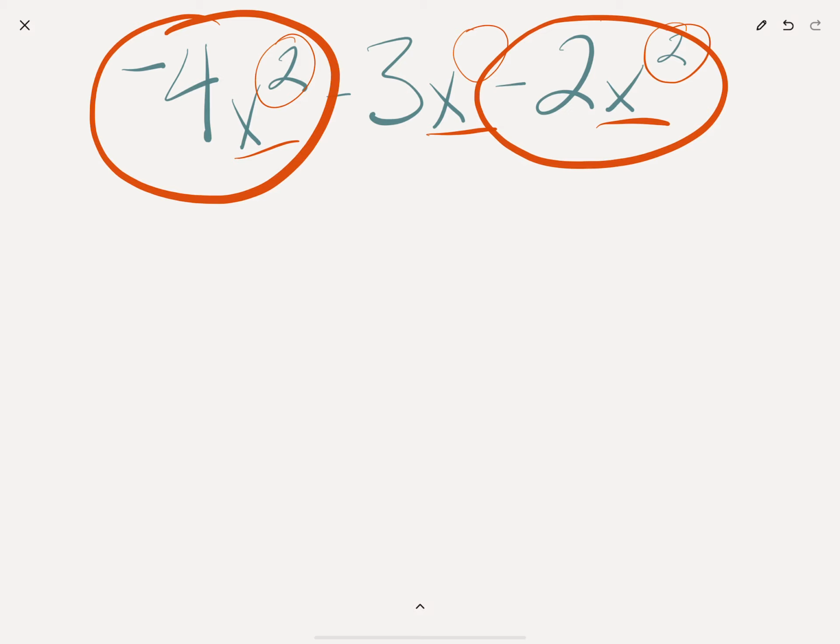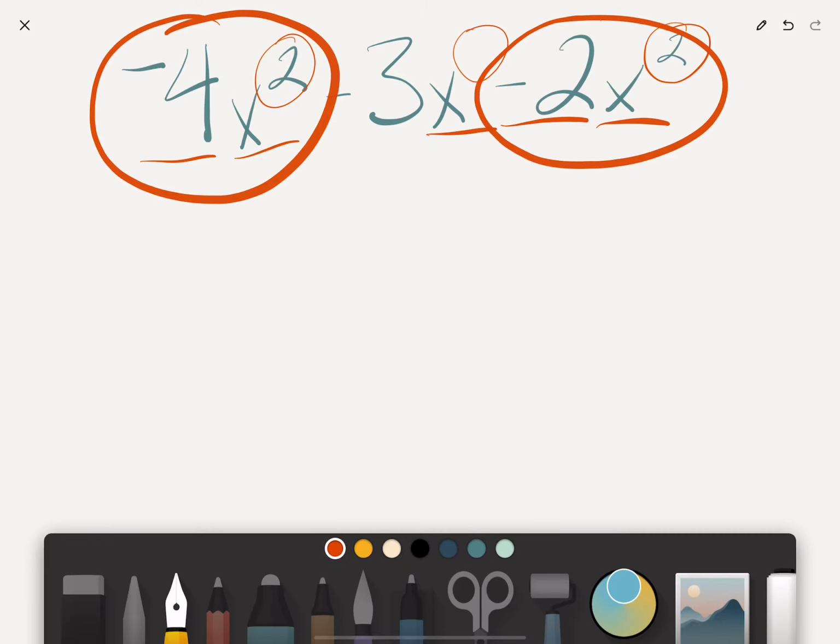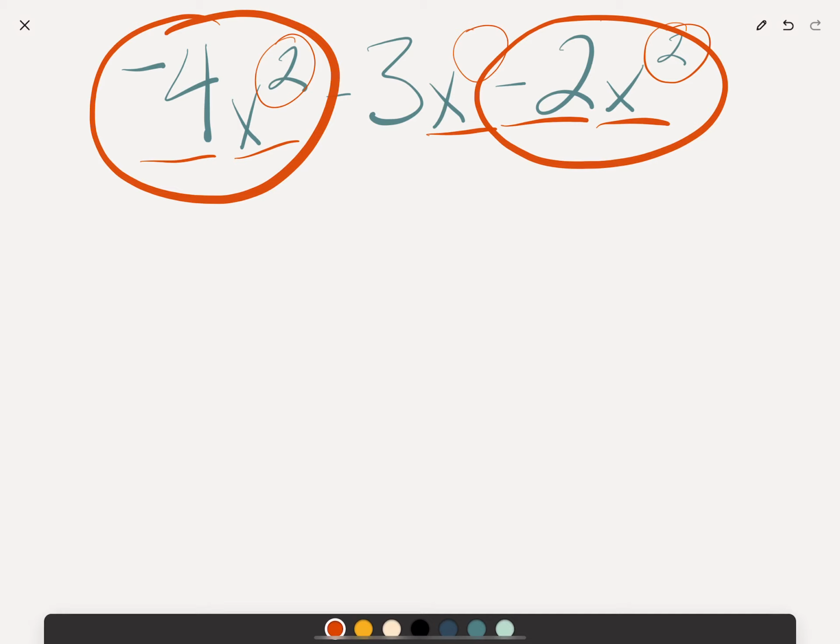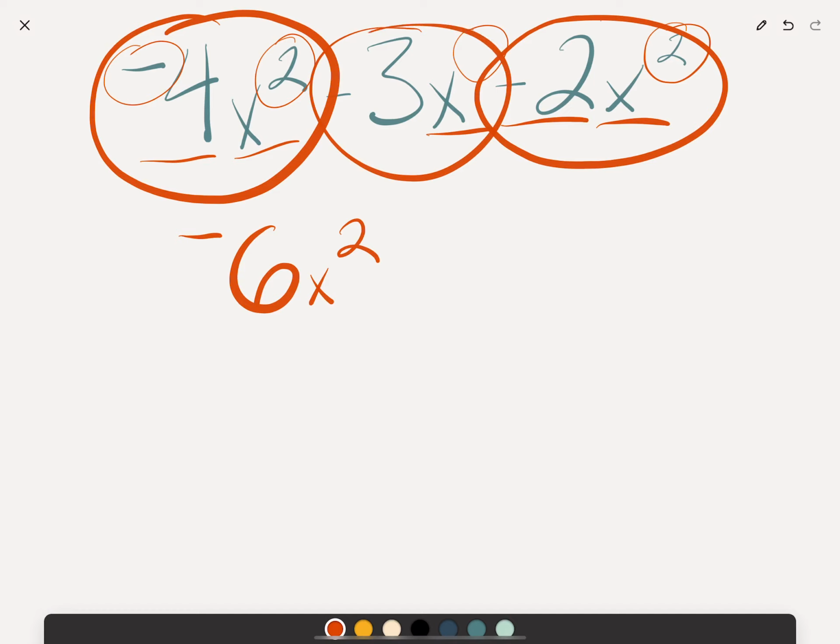So now, let's ignore the x to the second power just for a second and use our integer rules. Our two coefficients are negative 2 and negative 4. We know that if they have the same signs, we're going to add. 2 and 4 is 6. Keep the sign of the bigger number. The 4 is bigger, it's negative. Add on your negative there, and then we're going to tack on the x to the second power. Don't forget about your lonely little minus 3x up here.